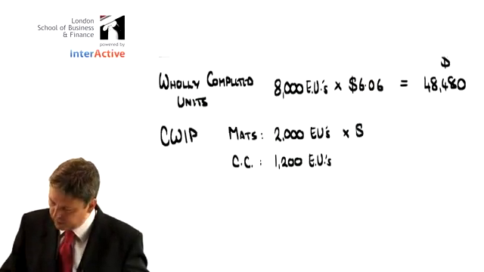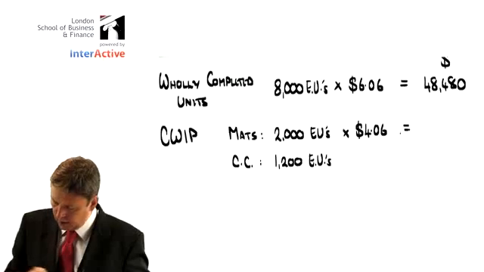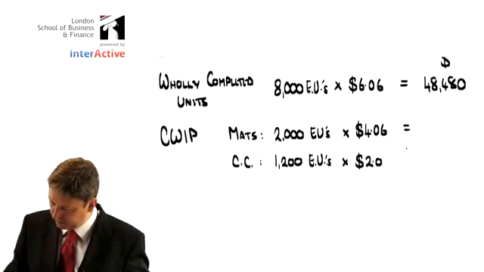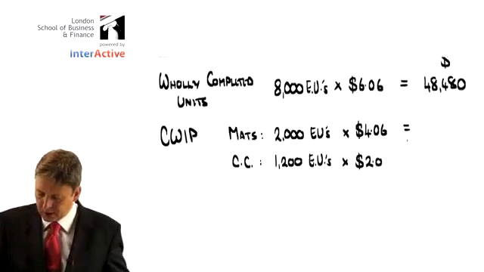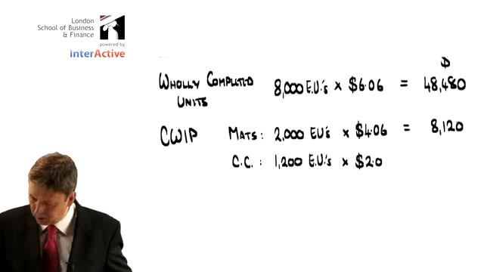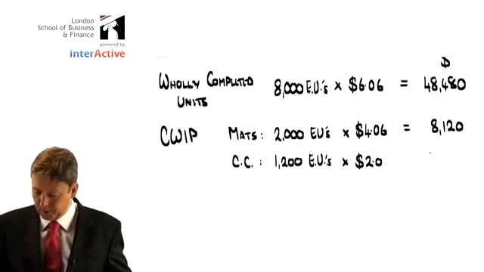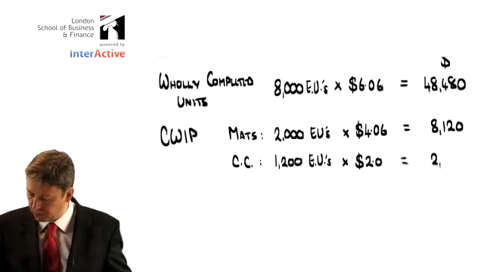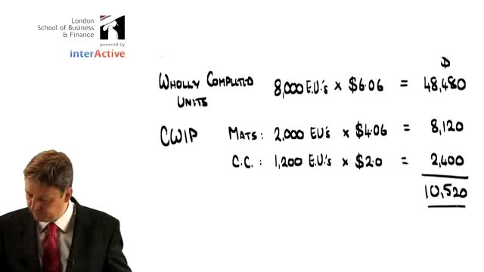We multiply the materials by 4.06 and we multiply the conversion costs by 2. 4.06 multiplied by 2,000 comes to 8,120. Conversion costs, 1,200 multiplied by 2, 2,400. We end up with 10,520.